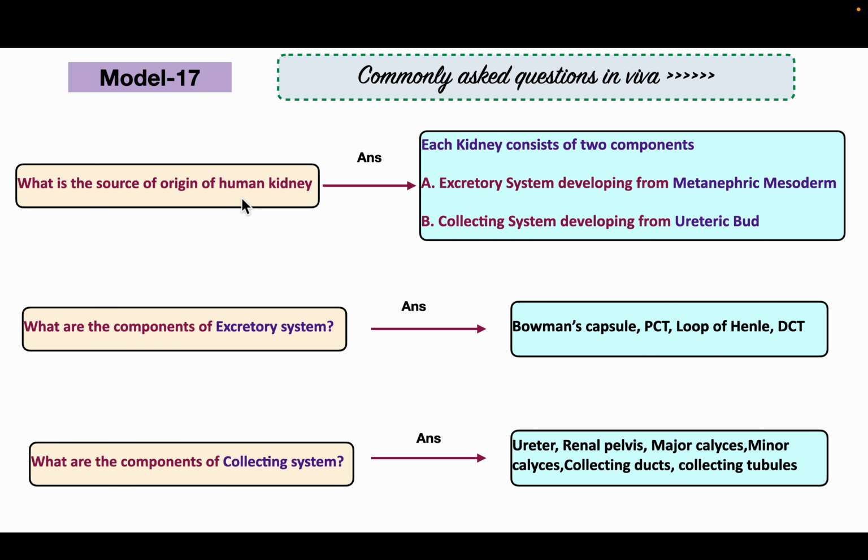Now what is the source of origin of human kidney? So each kidney consists of two components, excretory system and collecting system. Collecting system is developing from the ureteric bud. Excretory system is developing from metanephric mesoderm.